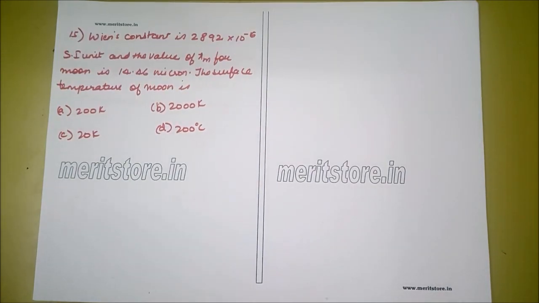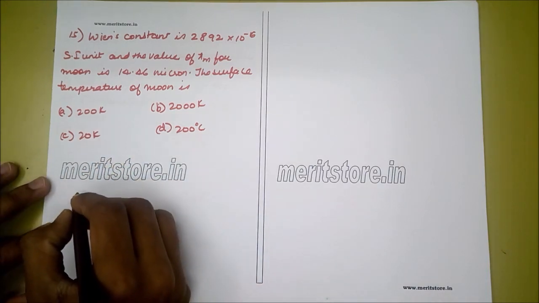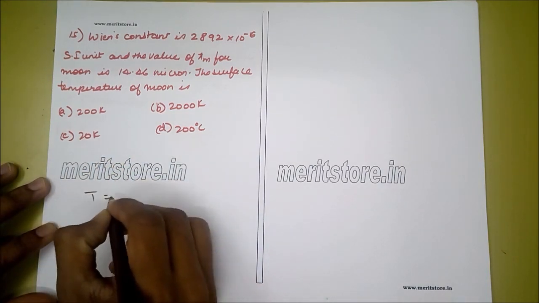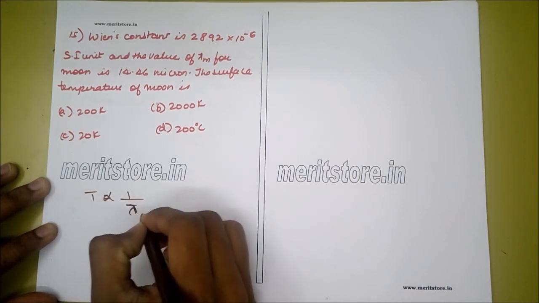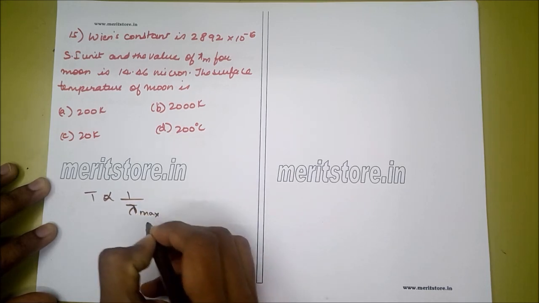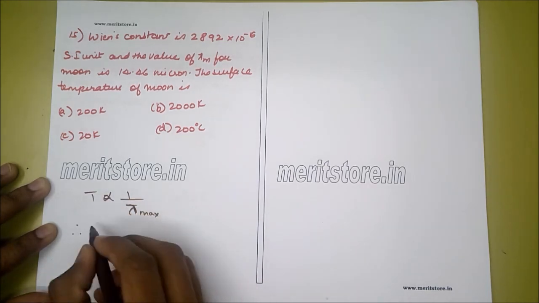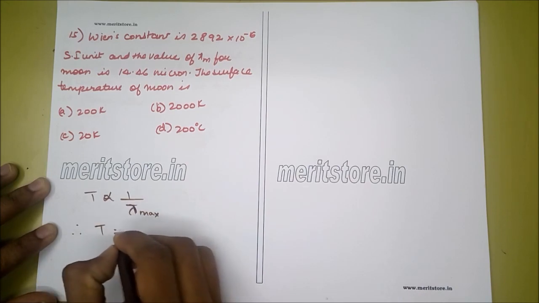Wien's constant is 2892 into 10 raised to minus 6 SI unit, and the value of lambda max for the moon is 14.46 micron. What is the temperature of the moon? The options given are 200 Kelvin, 2000 Kelvin, 20 Kelvin, and 200 degrees Celsius. Now from Wien's displacement law, temperature is inversely proportional to the maximum wavelength. So this proportionality constant is replaced by introducing Wien's constant.